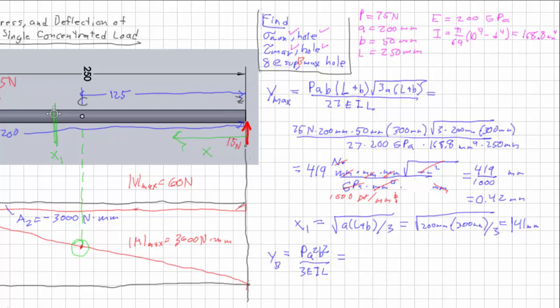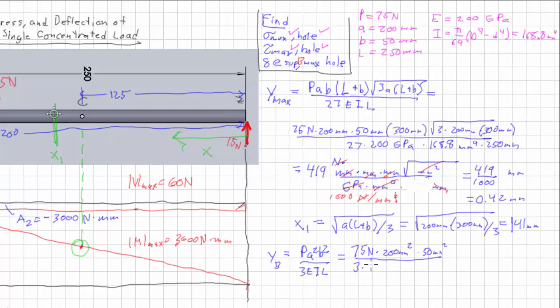All right, so continuing on, we have 75 newtons times 200 millimeters squared times 50 millimeters squared. Now notice how the square applies to the whole thing. I usually write a little bit higher. I could put things in parentheses, but it gets a little bit messy that way. You should probably put it in parentheses if you've got an exam or something.